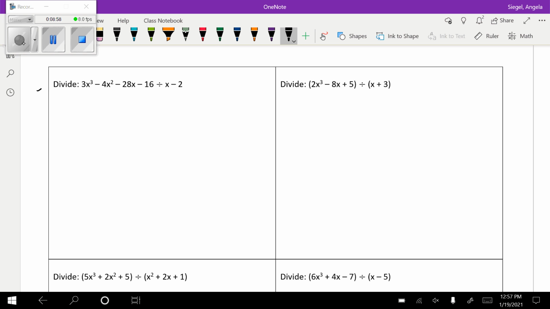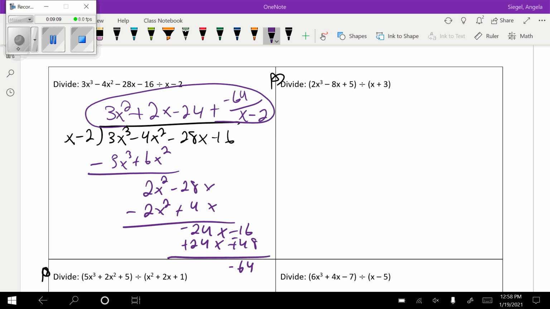So this one, I want you to try on your own, and then we'll come back. There's one little thing different about this one and this one down here. So go ahead and start with this. Okay, so I showed my steps, and you should end up with 3x squared plus 2x minus 24 plus, notice that doesn't change, negative 64 over x minus 2. Okay, so what I want to point out, I'm going to get you started on this one, and then I'm going to turn you loose.